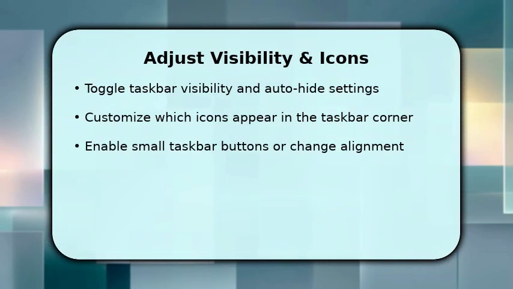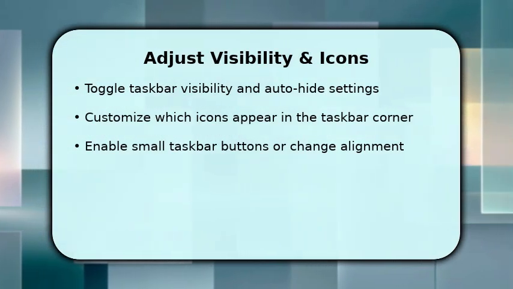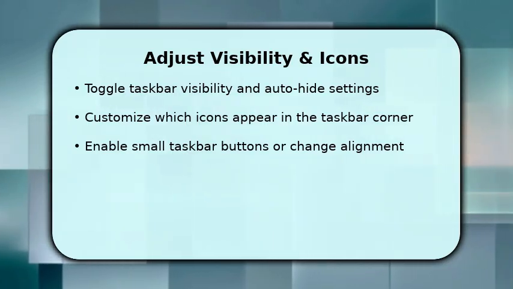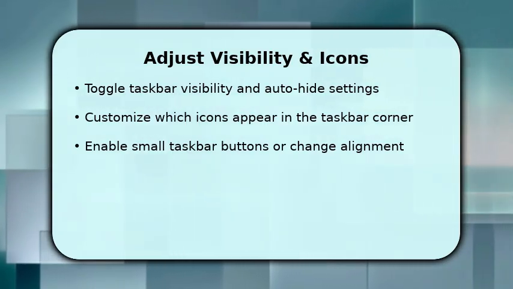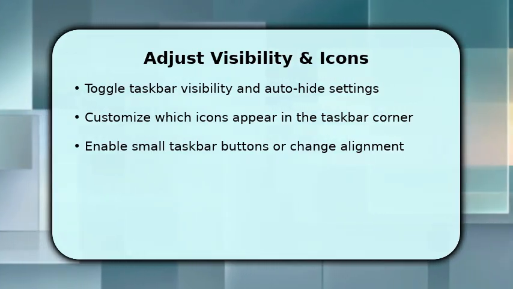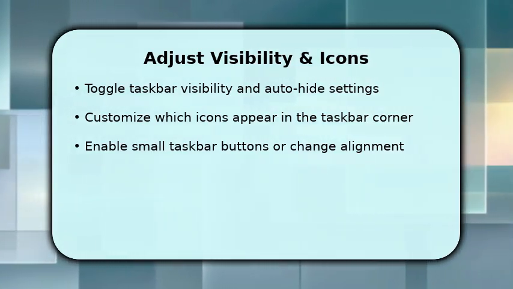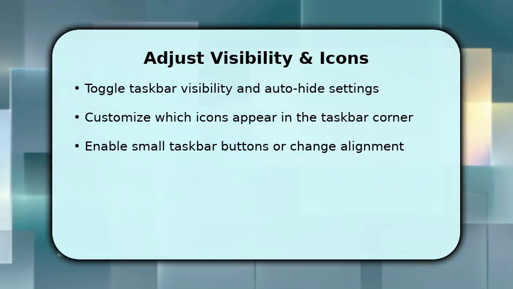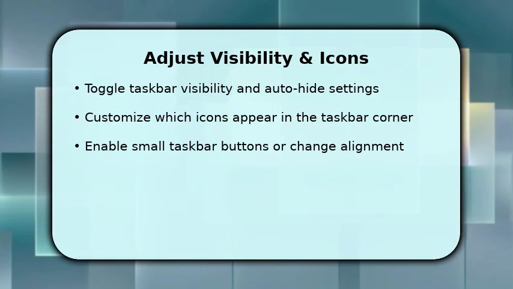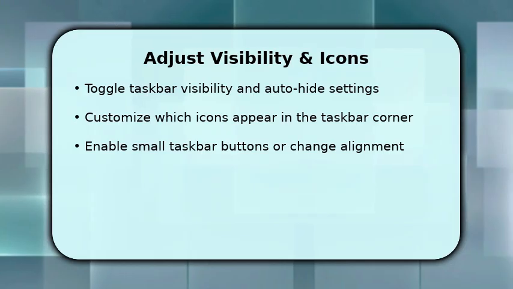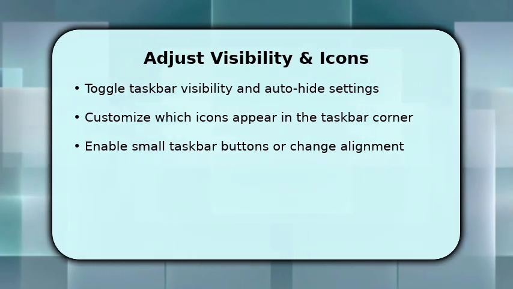Now you'll refine what appears on the taskbar and how it behaves. Toggle use small taskbar buttons if you want more room, then choose taskbar alignment left or center to adjust layout. Make sure to enable or disable auto-hide taskbar based on whether you prefer a cleaner desktop versus quick access. Next, click Select which icons appear in the taskbar corner to control notification area items. This helps reduce clutter while preserving essential apps.